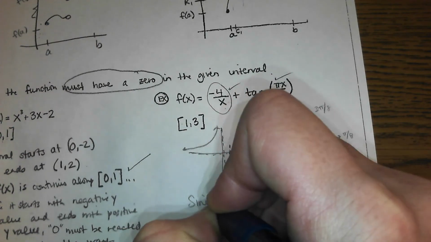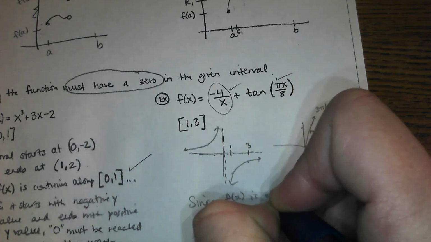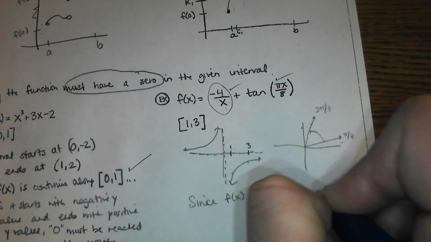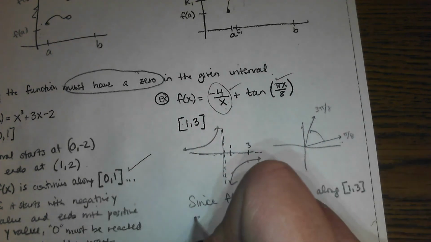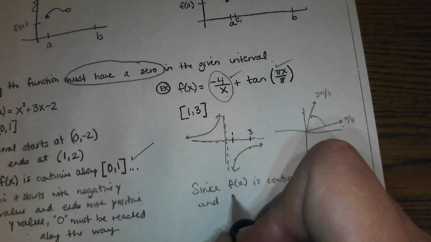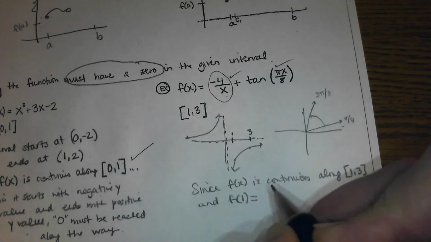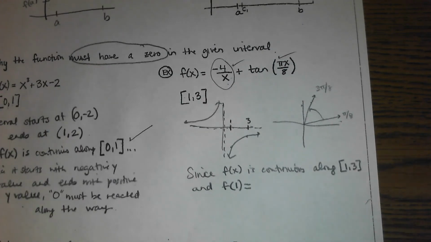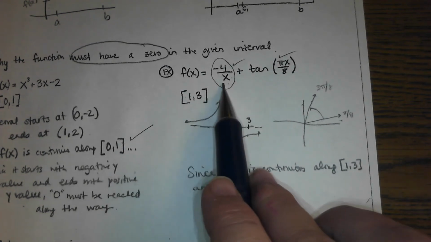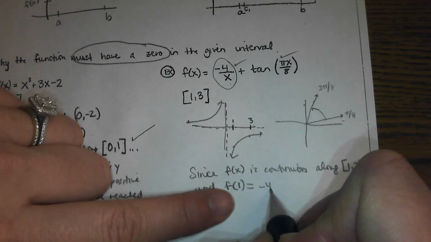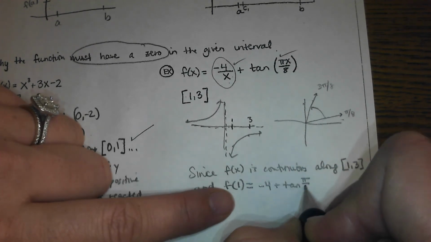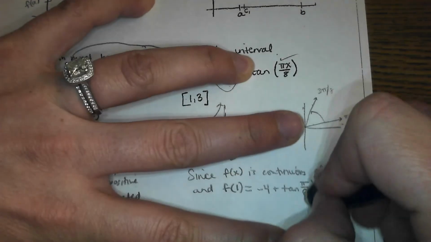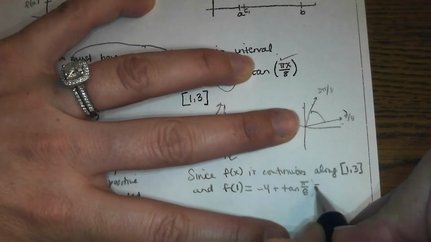Since f of x is continuous along 1 to 3, we'll go back to the starting point. What's f of 1? If I plug in 1, that's going to be -4 plus the tangent of pi over 8. Now, you don't have a calculator.